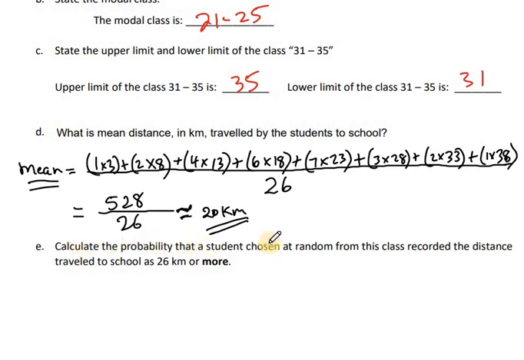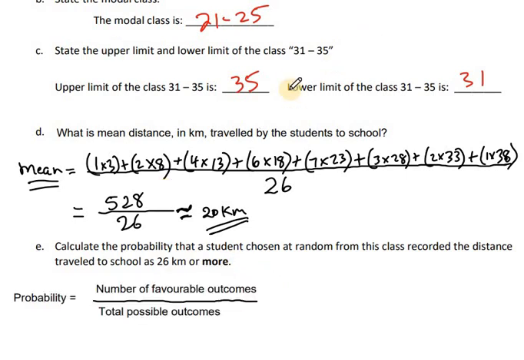Calculate the probability that a student chosen at random from this class recorded the distance traveled to school as 26 kilometers or more. So what is probability? So what we'll do, we'll look at an example. Now probability is really the number of favorable outcomes divided by the total possible outcomes. So before we do question E, let's look at an example.